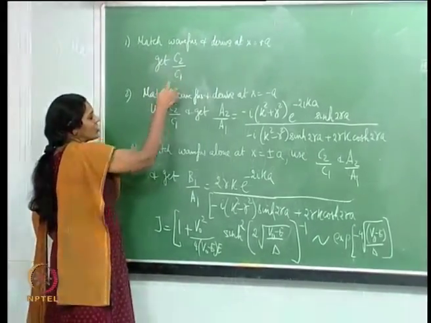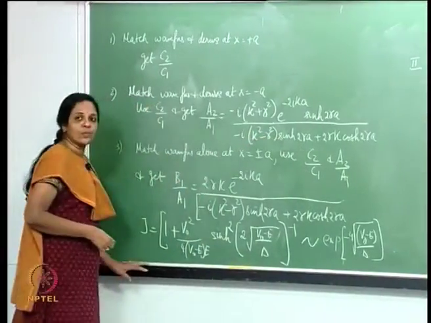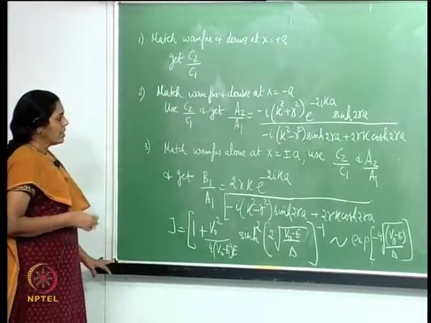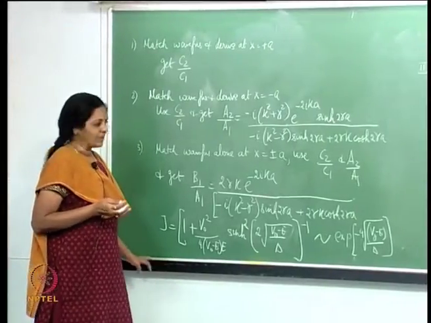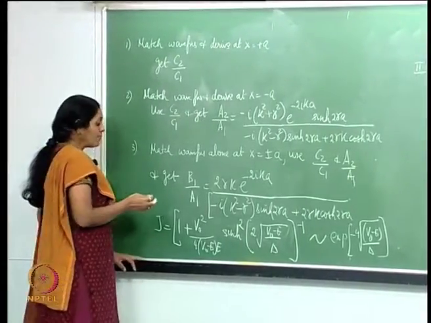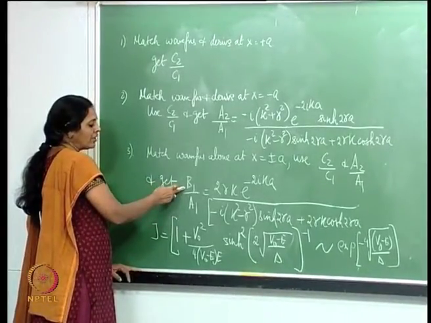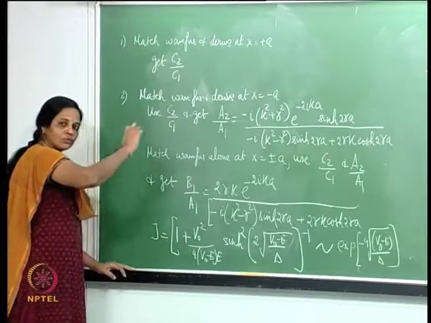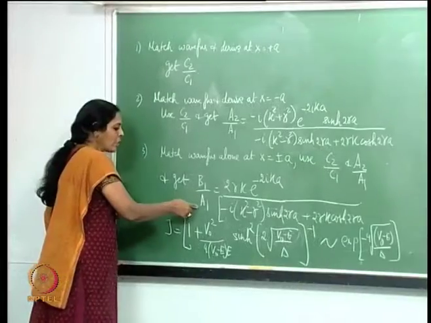Feed in the value of C2 by C1 from here and get this expression for A2 by A1. Our aim is to find the transmission probability and the reflection probability. So, the aim is to find B1 by A1. Remember that B1 is the coefficient of the wave that tunneled across to region 3.